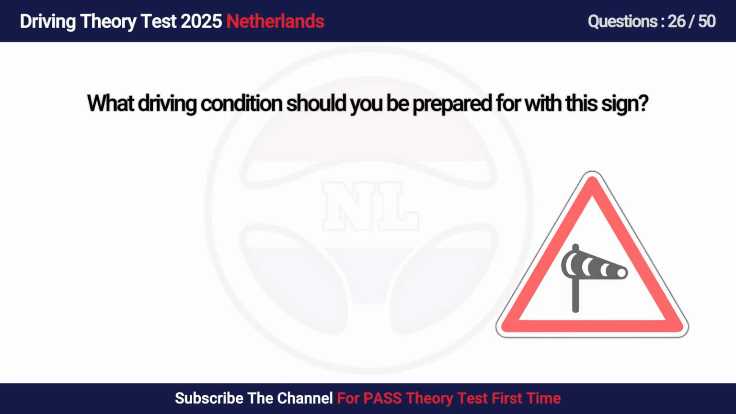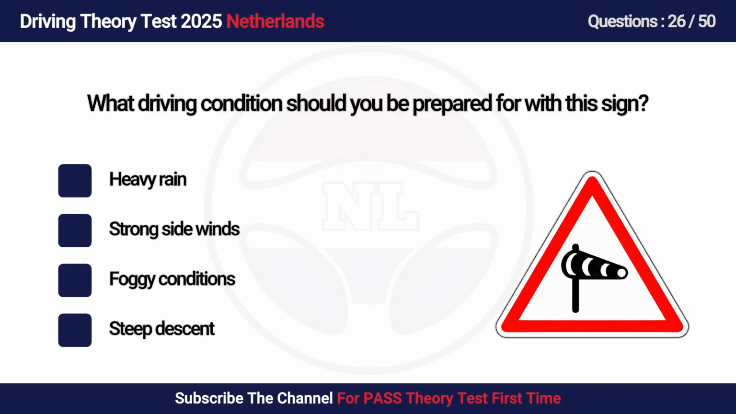Question 26. What driving condition should you be prepared for with this sign? A. Heavy rain. B. Strong side winds. C. Foggy conditions. D. Steep descent.